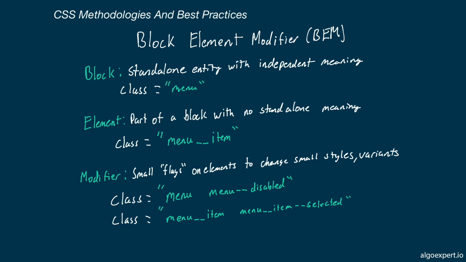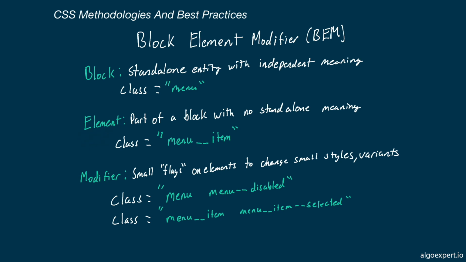these principles through methodologies. First, we will look at the Block Element Modifier methodology, or BEM as it is usually referred to. This is a methodology that breaks CSS down into three categories: blocks, elements, and modifiers. Blocks are standalone entities with independent meaning. For example, if we had a menu, we could call that a block. We then select blocks by using class names based on the name of the block, such as the class menu.